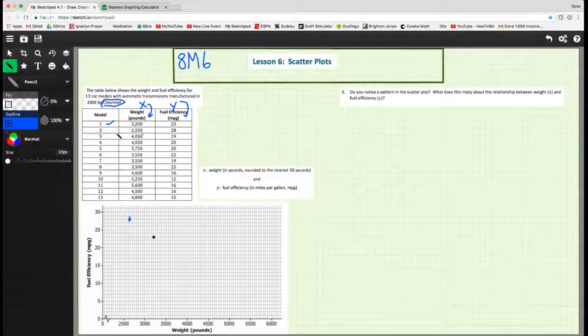So we got 1 and 2. Let's look at 4,050, which is about right here, and 19. Something about right there. 4,050 again, and then 20. We have two cars that weigh the same, and one gets a little bit more than the other. Notice this is not a function because we have two values at 4,050. That's okay. Bivariate data does not need to be a function; we're just building what they call a scatter plot. We're just putting down a bunch of data points.